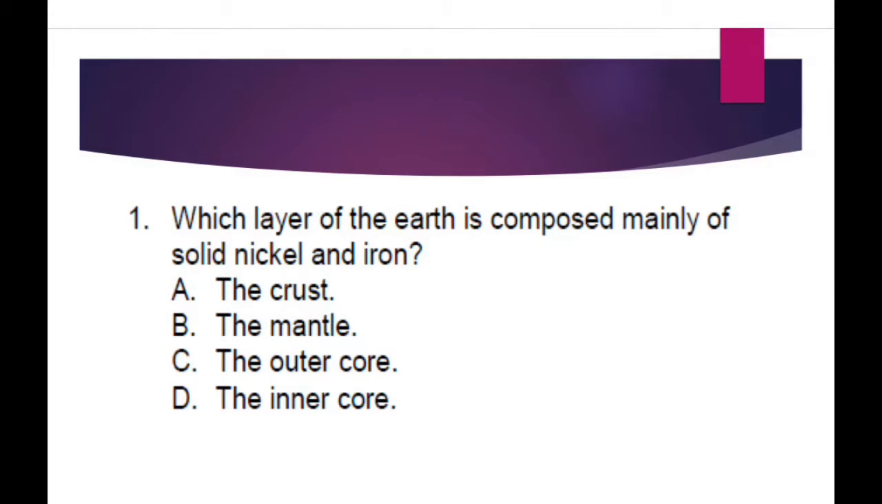Right here, the first question is, which layer of the Earth is composed mainly of solid nickel and iron? So that's all metal. Is it A, the crust, B, the mantle, C, the outer core, or D, the inner core? Number 1, you should have gotten D, the inner core, because it is solid nickel and iron. So you just either kind of know that or you don't.